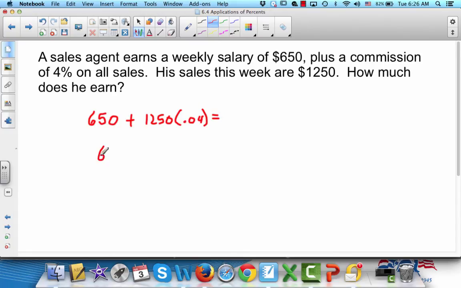Okay, that's going to give us $650 plus $1,250 times 0.04 gives us $50. And so $650 plus 50 gives us $700 that the person earned that week. Okay? So they get a $650 salary, then they get a sales commission, and you add those two together to be able to get your total pay for the week.